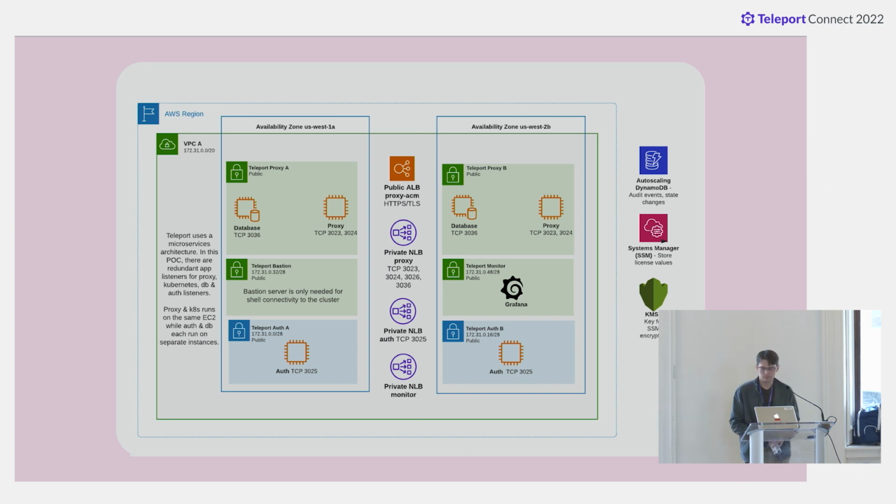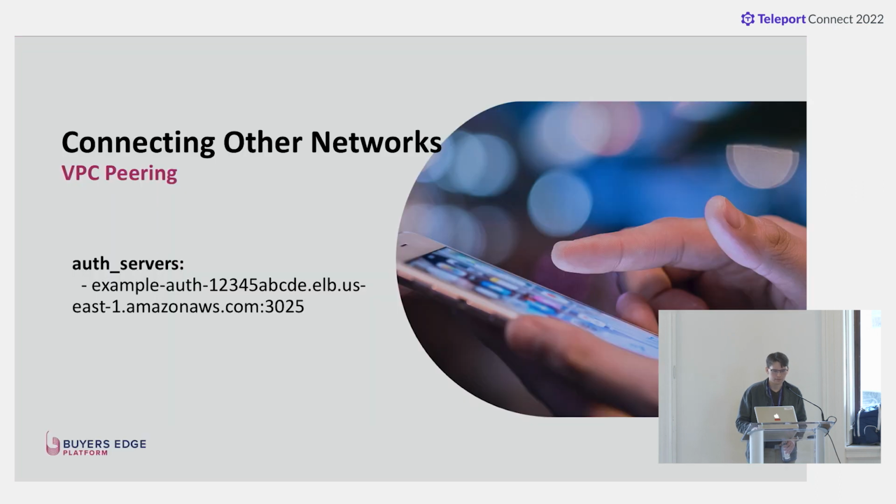There are many different ways to address this. DoorDash talked about a transit gateway. Another way is to use AWS VPC peering to connect subnets from other accounts to the private network for Teleport. In that case, you would assign the network load balancer assigned to authentication services in your /etc/teleport.yaml file like this.